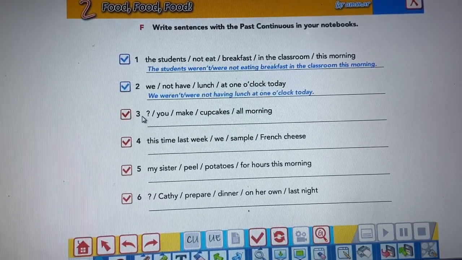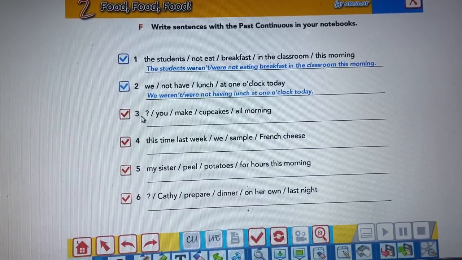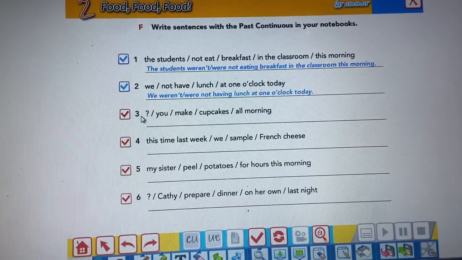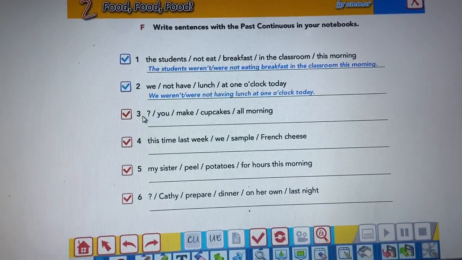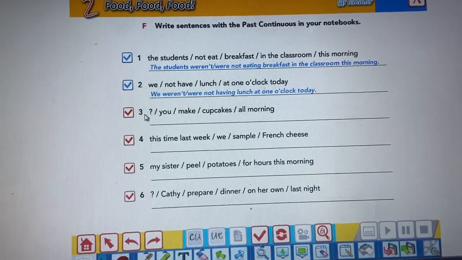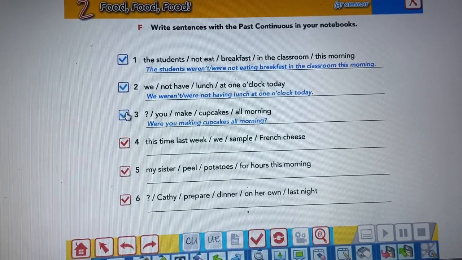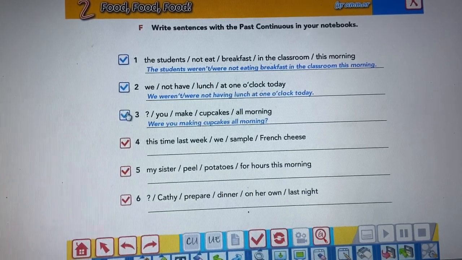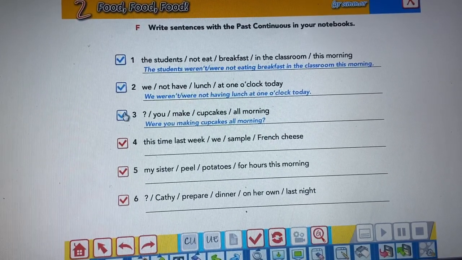Number 3, we're going to form a question. You make cupcakes all morning. The subject is you, so where we have "make," we're going to change it into the progressive form, so it becomes: Were you making cupcakes all morning? And let's move to number 4. This time last week, we sampled French cheese.